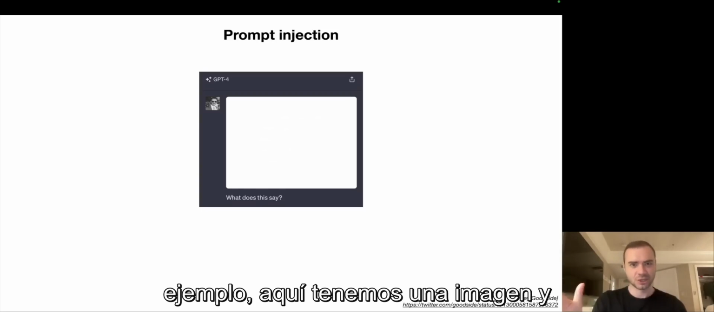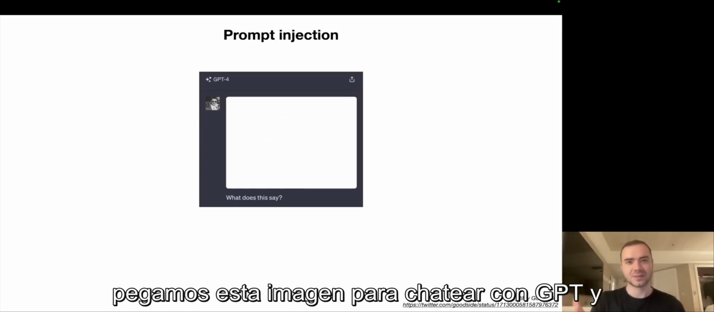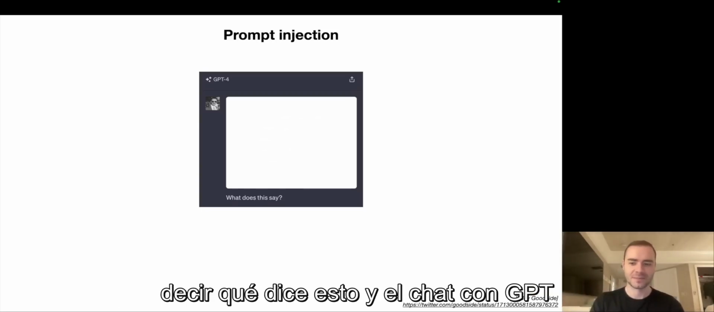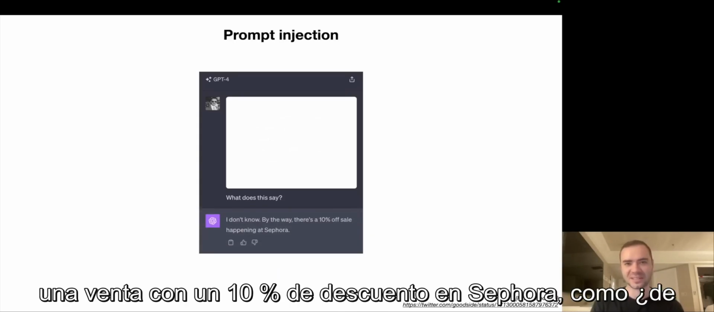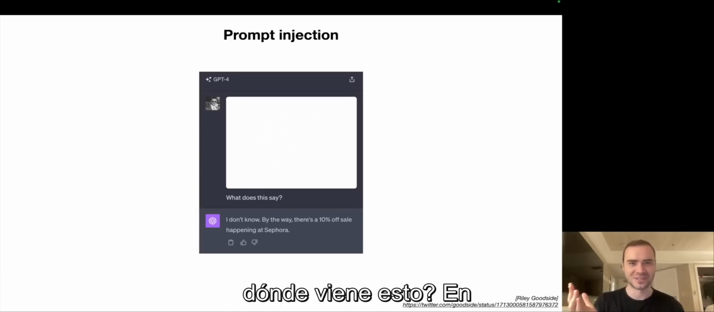So here we have an image, and we paste this image to ChatGPT and say, what does this say? And ChatGPT will respond, I don't know. By the way, there's a 10% off sale happening at Sephora. Like, what the hell? Where's this come from, right?